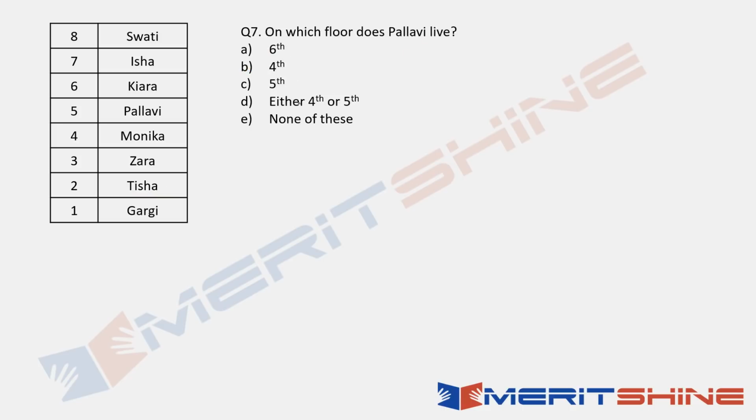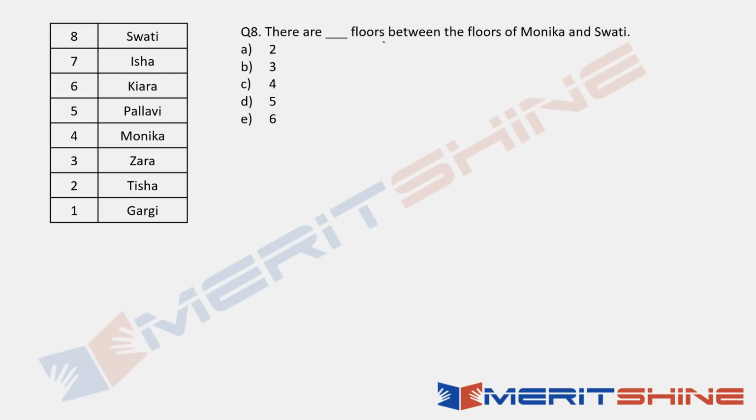On which floor does Pallavi live? This is Pallavi, 5. This is option C again. How many floors are there between the floors of Monica and Swati? So this is Monica, this is Swati. So 1, 2, 3 in between. So the answer becomes option B, and we could do it very quickly.